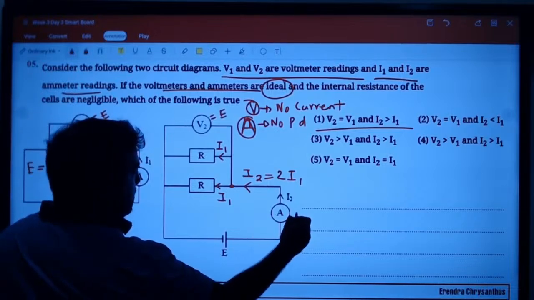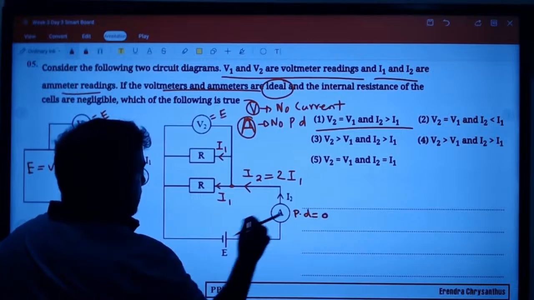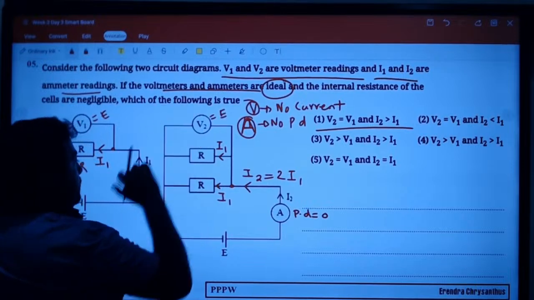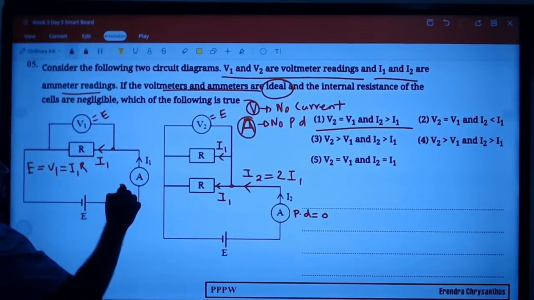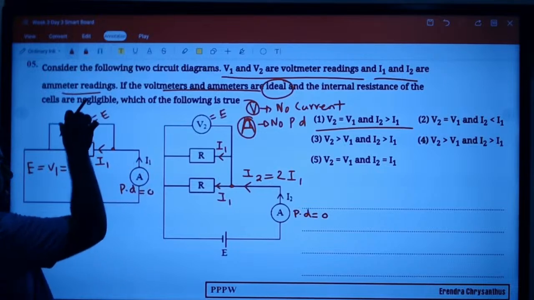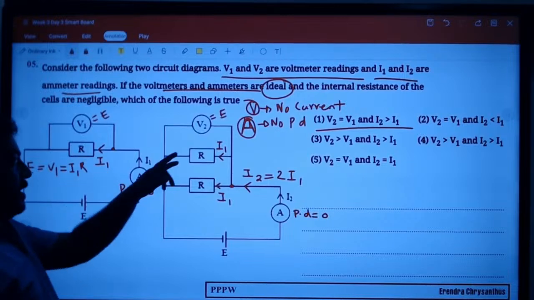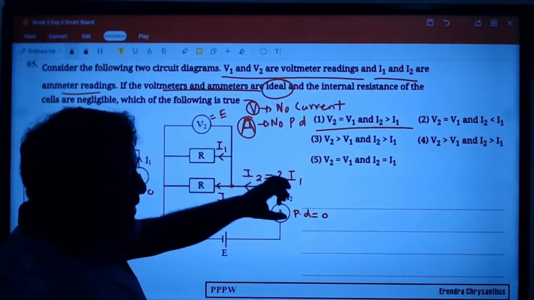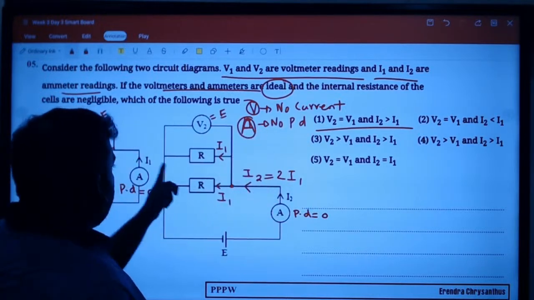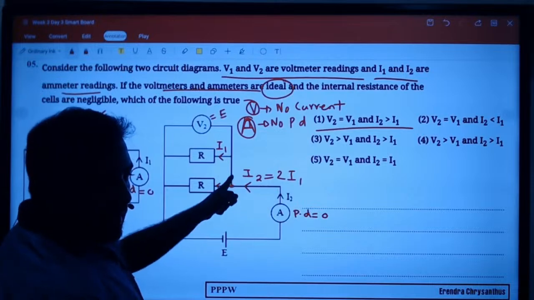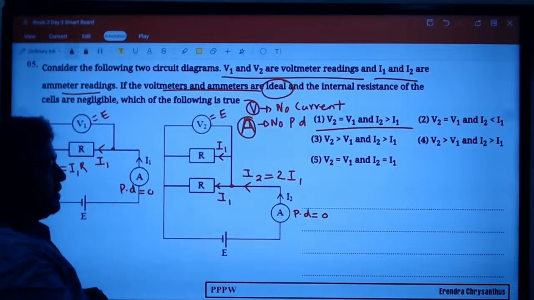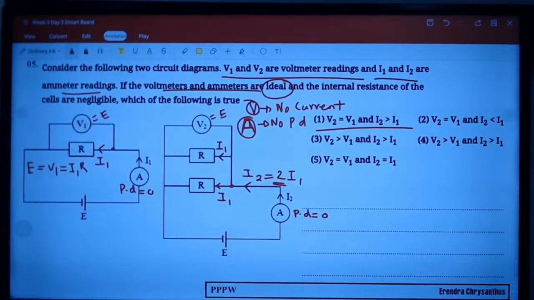Across this the potential difference is 0, so this voltage should be completely given here. Ideal voltmeter, no current, means voltage same. Potential difference 0 means all this voltage will be given here. Here effective resistance is R over 2. Resistance is half means current doubles, so here 2I. Another way of saying: here E means here I1, here I1. So here 2I1.